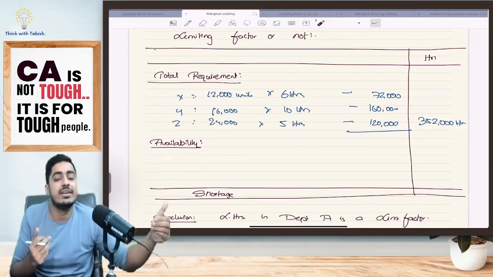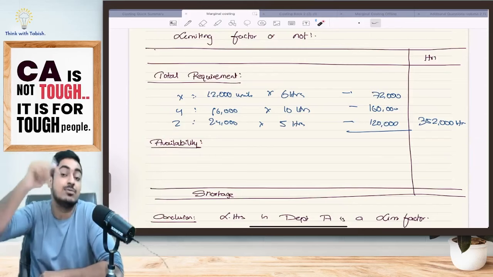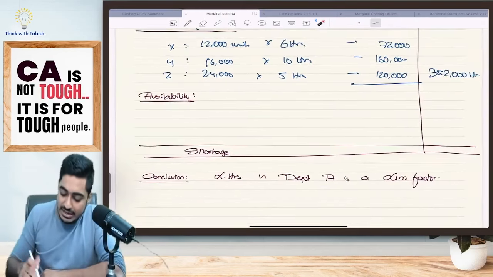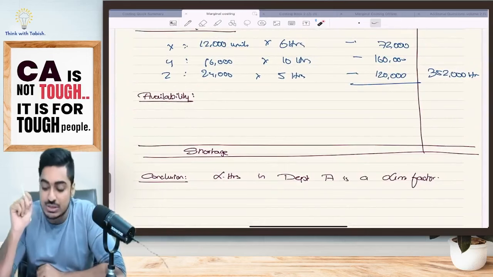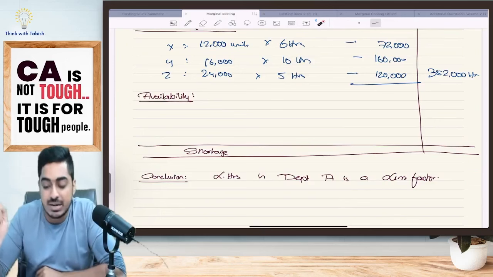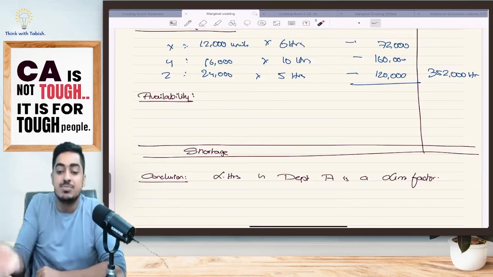If I don't have that, imagine I'm having only 2 lakh hours, then can I produce every item? No. I'll have to think which one to produce. Okay, sir. Now I have to calculate how much hours are available. Pay attention. What did the question tell? There is a constraint on labor in department A and its manpower cannot be increased beyond its present level.